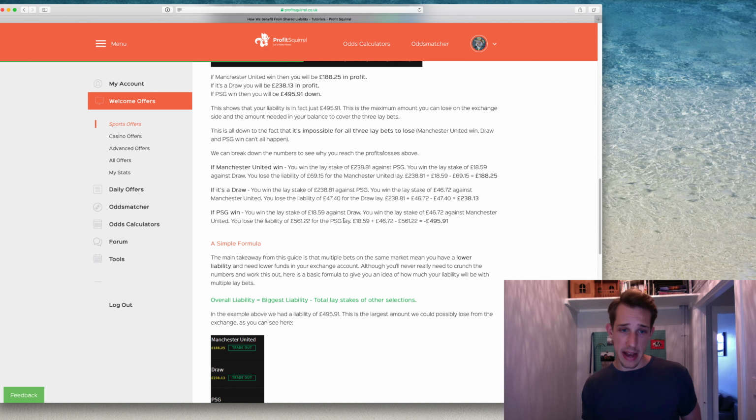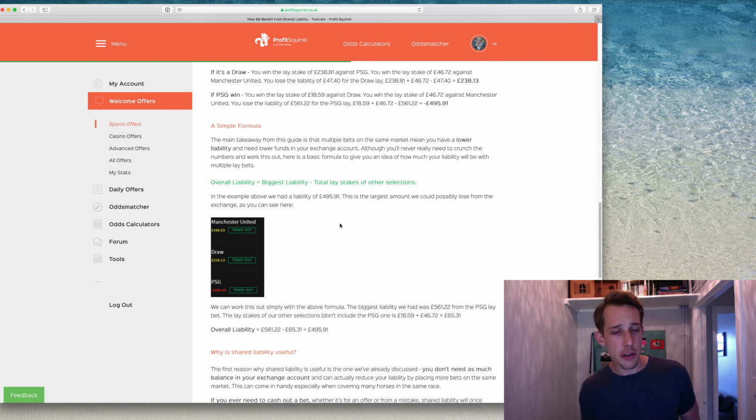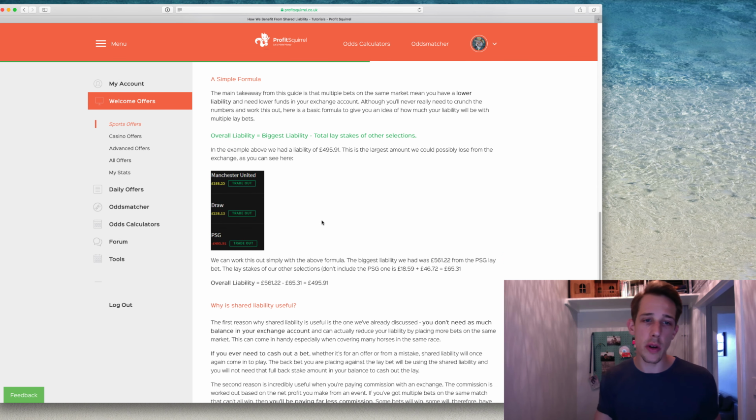But if you're interested, the maths is there. But I will draw your attention to this section here. We call it a simple formula. And basically what this does is this allows you to work out how much liability you're going to need in the exchange in order to cover this. And this can be really useful.